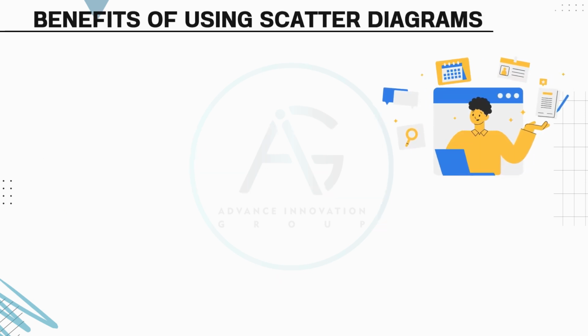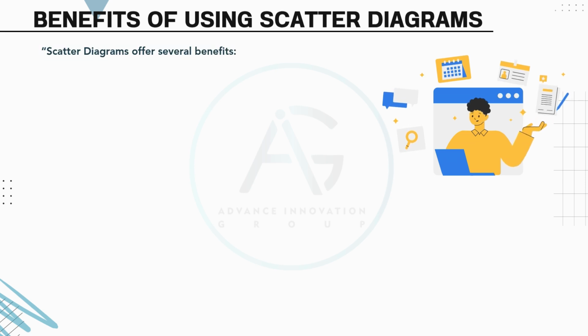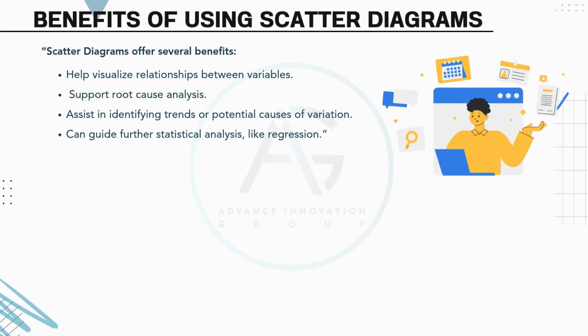Benefits of using scatter diagrams. Scatter diagrams offer several benefits. They help visualize relationships between variables. They support root cause analysis and assist in identifying trends or potential causes of variation. They can guide further statistical analysis, like regression.